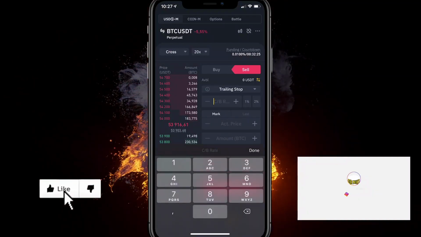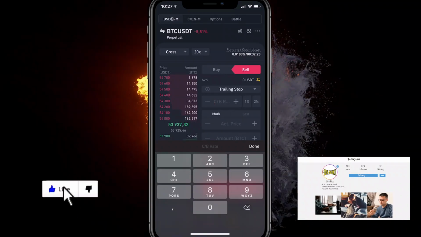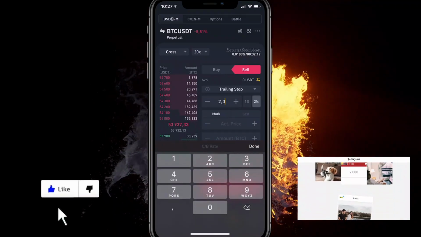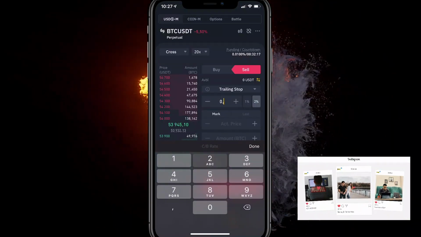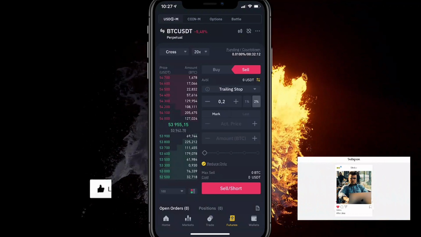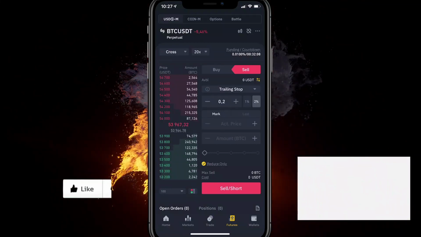So you can have a callback ratio or CB ratio here, and they have a preset of 1 or 2%. You can make it into a half, maybe 0.2%, and you can either use a mark or last price, and you might have a few more questions around trailing stop losses.